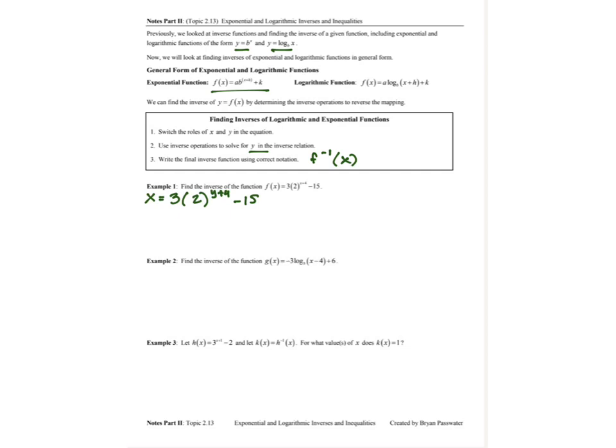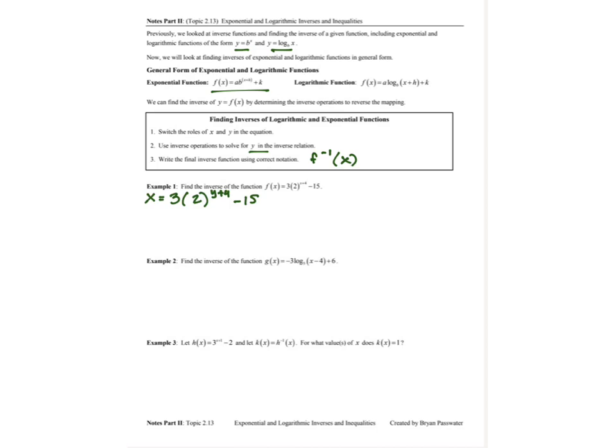Tell me transformations. Vertically down 15. Yeah. Okay, vertically down 15. What else? Left 4. How do you know it went left 4? Because insiders lie. And that insider is x plus 4. So it went left 4. Last thing that you know from this. It's vertically dilated by 3. Vertically dilated by 3. Okay.